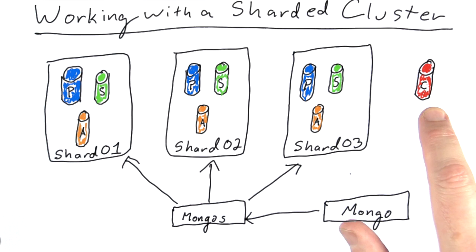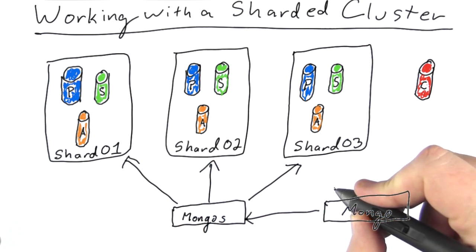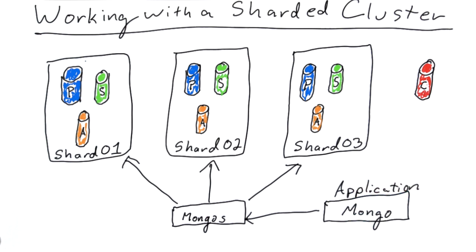I've only got 1 config server up. In production, you'd want 3. I've got a single MongoS router, which is able to route my queries to the 3 of these guys, and I'm connecting with my Mongo shell, which you can think of as the application. Let's take a look at the queries.